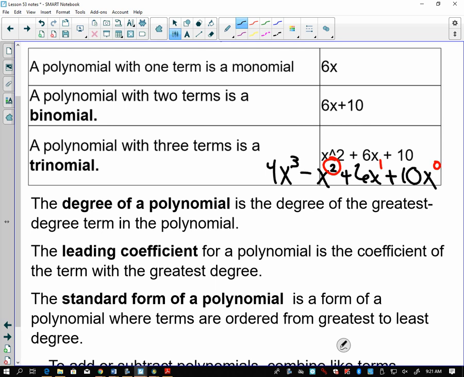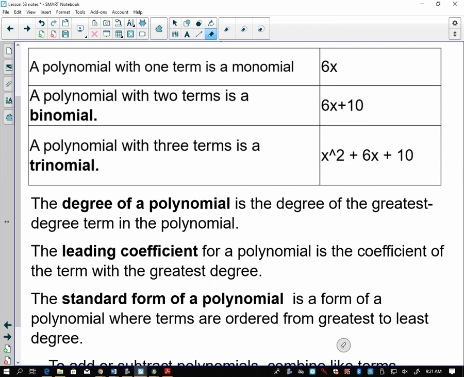Okay? But standard form is always going to start with the variable with the highest exponent and go down in descending order. Does that make sense? So that's how we write these things in standard form.